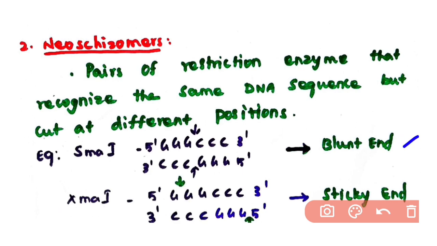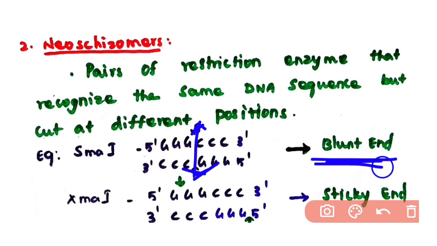Blunt end is known as non-cohesive end and sticky end is known as cohesive end. Okay, because with sticky ends, after cleavage you can easily stick them together again with DNA ligase enzyme, but blunt ends are difficult to ligate after cleavage.